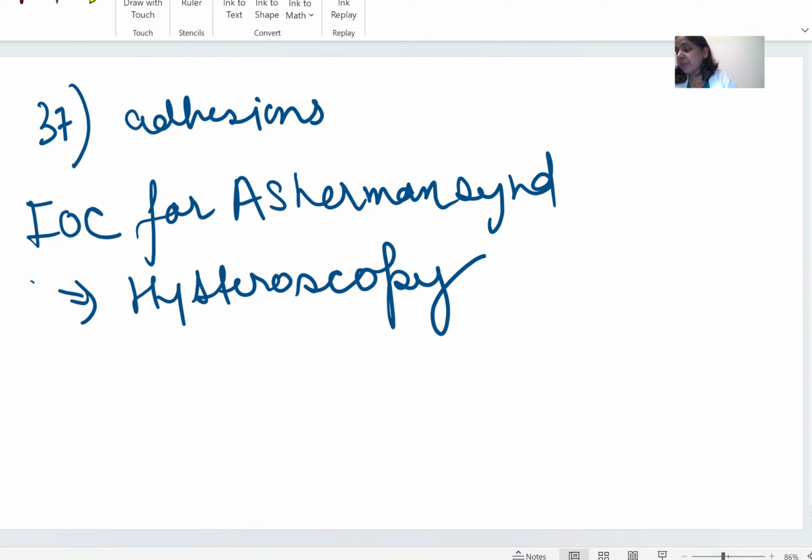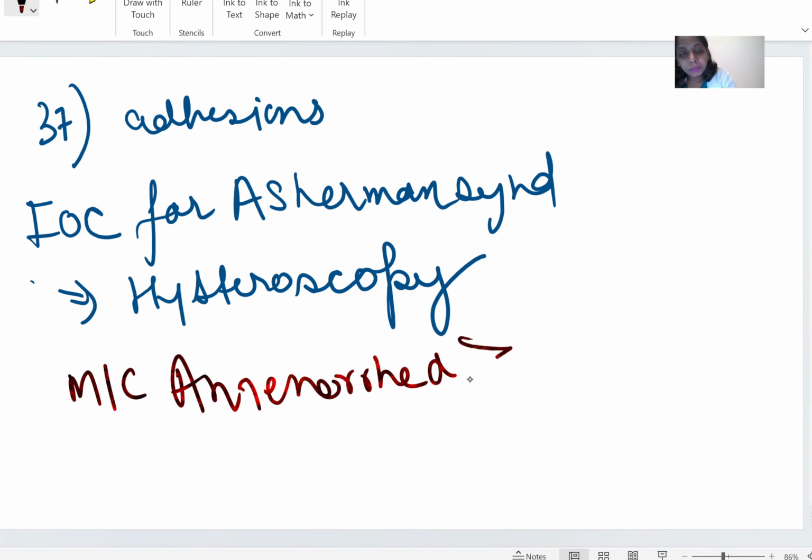What is the presentation of Asherman syndrome? With what clinical complaint does a patient come to us with Asherman syndrome? The most common is amenorrhea. And if amenorrhea is not in the option, then it is hypomenorrhea. No, beta, it is not anovulation. In Asherman, ovulation is there. So if amenorrhea is not in the option, then you have to choose hypomenorrhea.